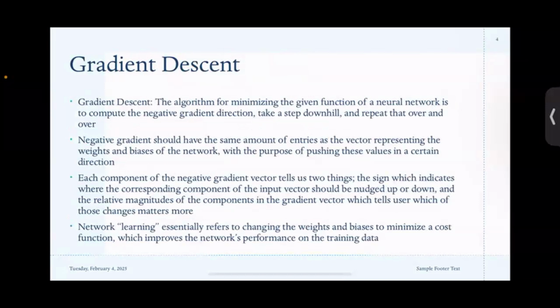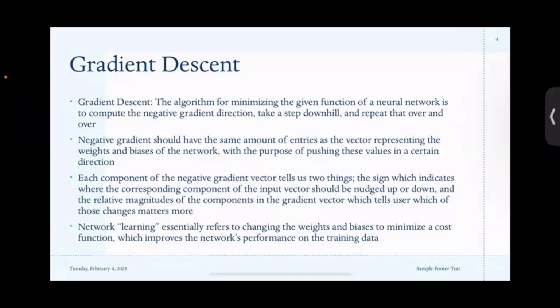Negative gradients should have the same number of entries as the vector representing the weights and biases of the network, with the purpose of pushing these values in a certain direction, so pushing it left or right. Each component of the negative gradient vector tells us 2 things. The sign, which indicates whether the corresponding component of the input vector should be nudged up or down, and the relative magnitudes of the components in the gradient vector, which tells us which of those changes matters more. So some nodes would be more important to us than other nodes, and it's indicated by the gradient vector.